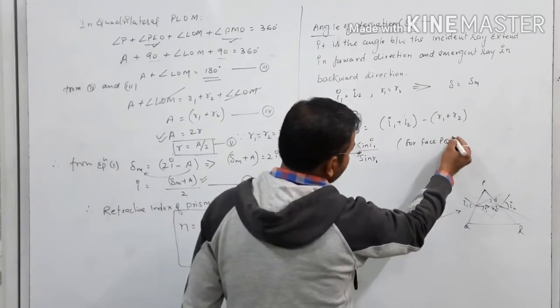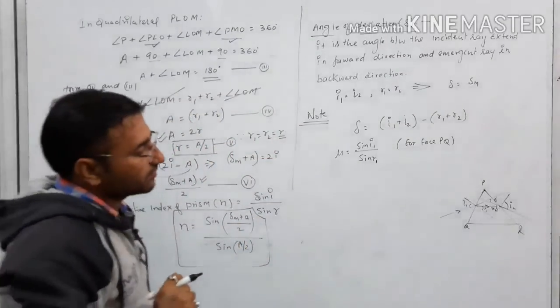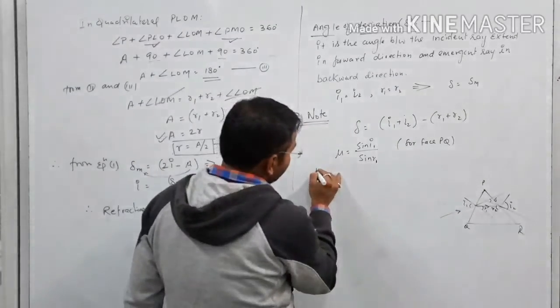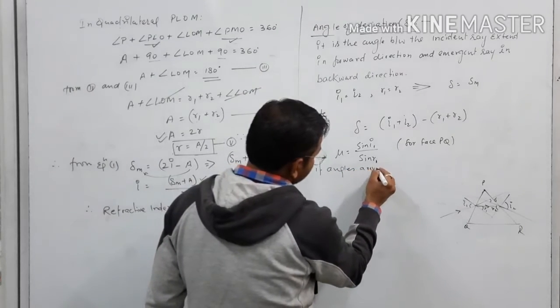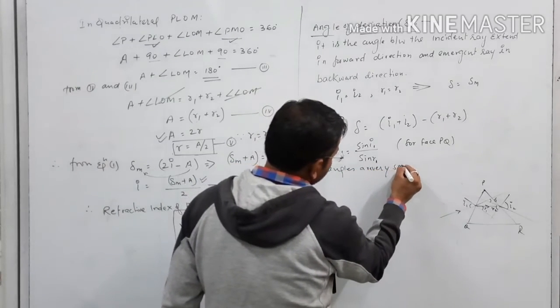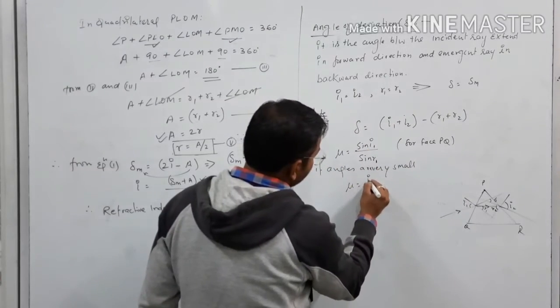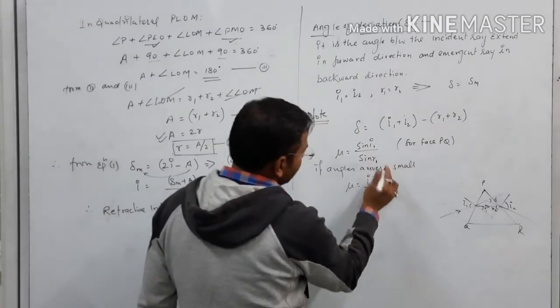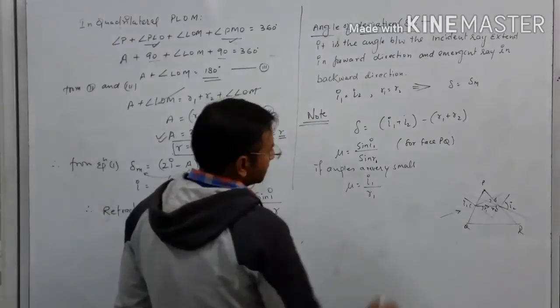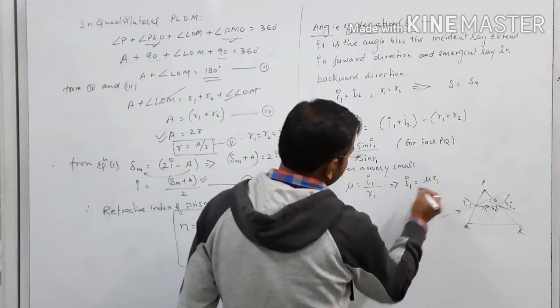If these angles are very small, meaning I1 and R1 are very small, then sine I is converted into I and sine R is converted into R. So from this relation, mu is equal to I1 over R1, and I1 is equal to mu R1.